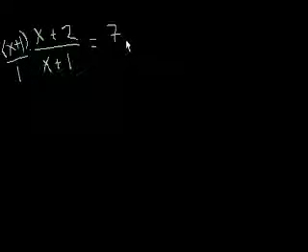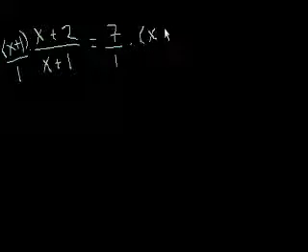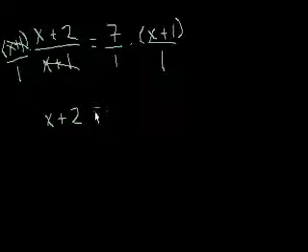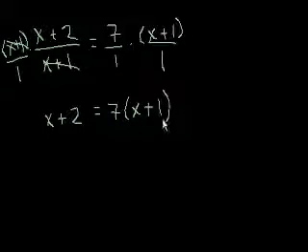Since we do it on the left-hand side, we also have to do it on the right-hand side, and this is just 7 over 1 times x plus 1 over 1. On the left-hand side, the x plus 1's cancel out, and you're just left with x plus 2. It's over 1, but we can just ignore the 1. And then that equals 7 times x plus 1.